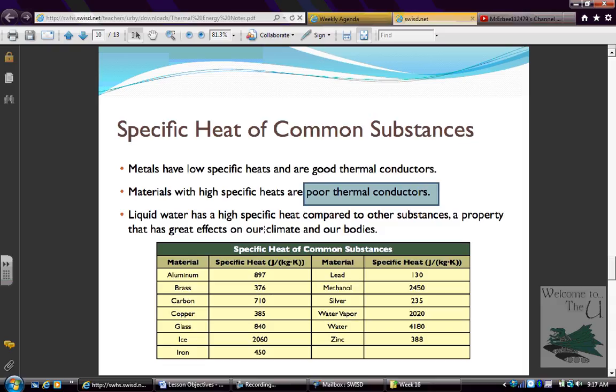It says liquid water has a high specific heat compared to other substances, a property that has great effects on our climate and our bodies. Our bodies are mainly composed of water, so that gives our bodies the ability to really retain our heat energy and not lose it so quickly.